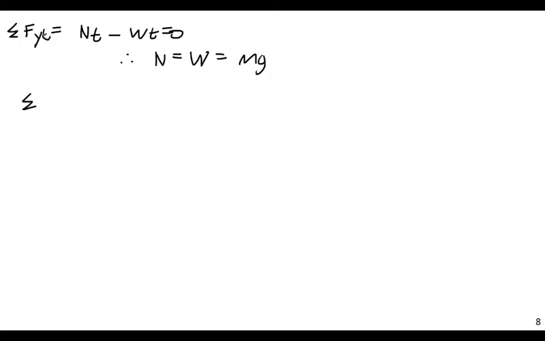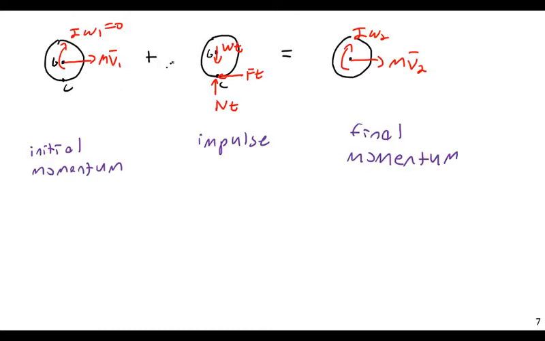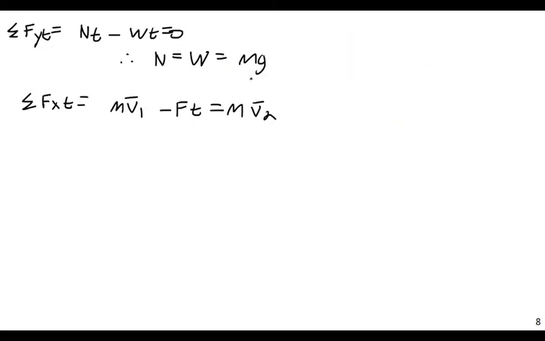Summing F_y t, summing F_x times t. This is going to be mv1 minus F_t, the frictional force, equals mv2. So again, we're summing across all of the components, all of the diagrams. Here, if I sum everything in the y direction, I get only this and this. However, if I sum in the x direction, I'll have this and this present, as well as the frictional force there. So mv1 minus F_t is equal to mv2.